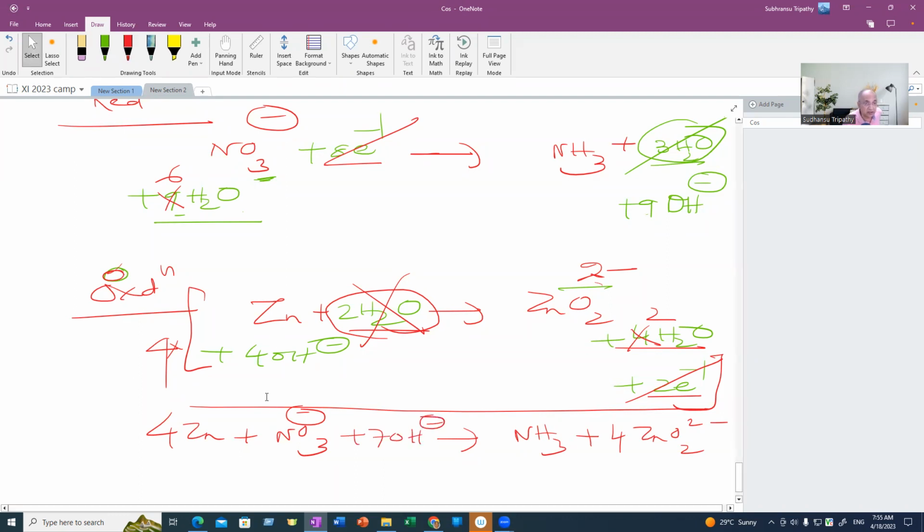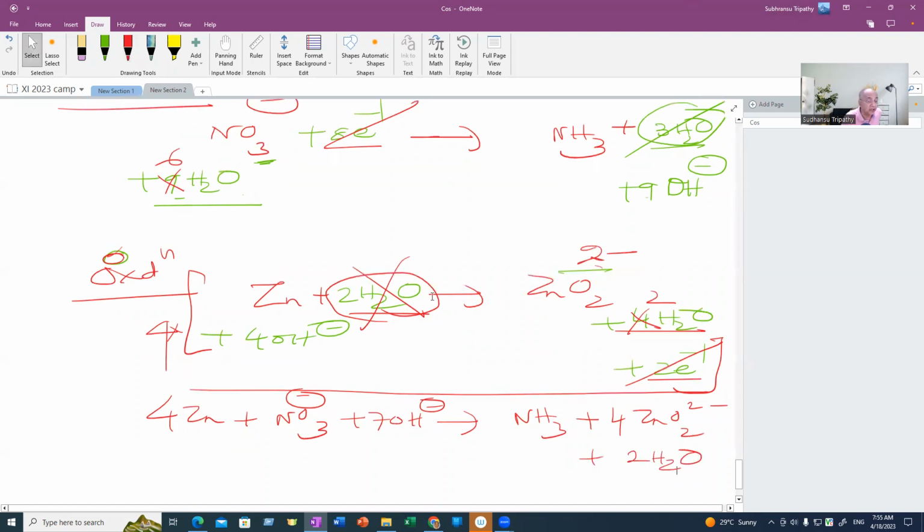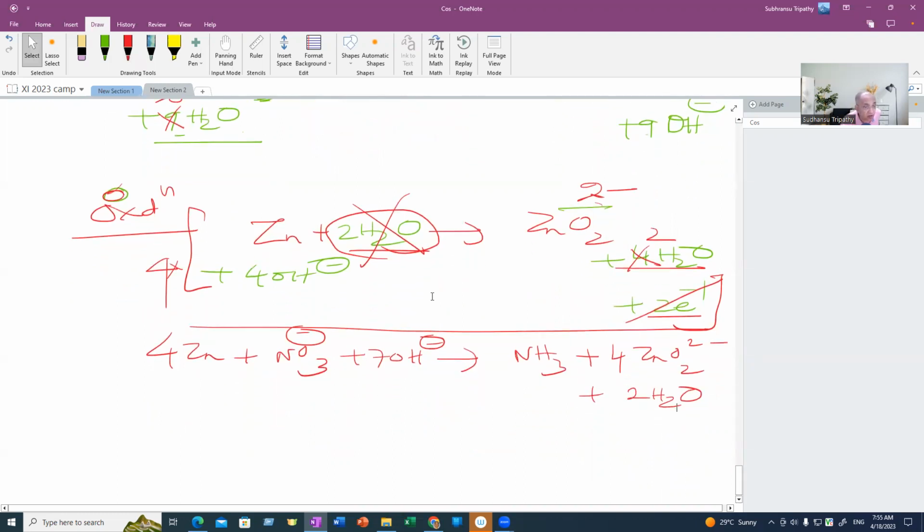Then water: 6 water is already cancelled, so 3 water on the one side is 6 water. On the right side, 4 times 2 is 8 water in the right side, 6 water in the left side, so excess 2 water will be in the right side. So this is the balanced equation, but don't be contented that it is correct just like that.